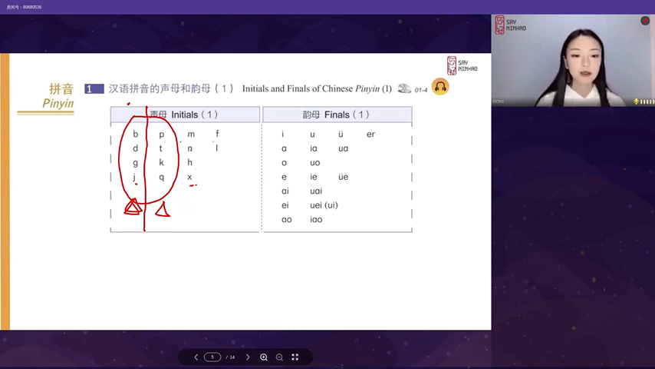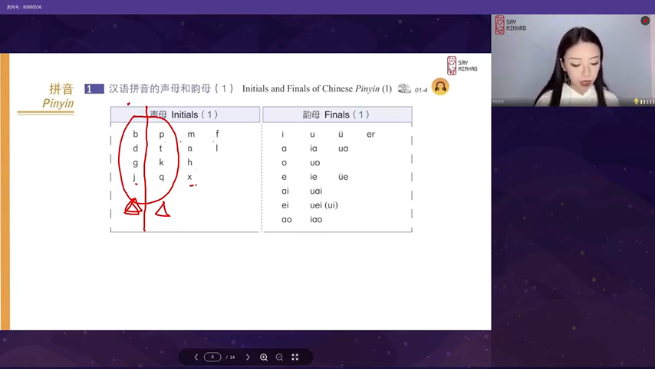So now let's try to read them from the start, each once, okay? 3, 2, 1. Bo, po, mo, fo, de, te, ne, le, ge, ke, he, ji, qi, xi. Don't forget about the air and the position of your tongue. Okay, so now let's move on to finals.